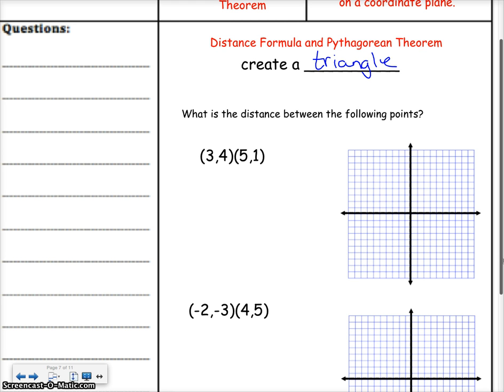So let's plot these first 2 points, (3, 4) and (5, 1). So 1, 2, 3. There's my point (3, 4). And now I need my point (5, 1). 1, 2, 3, 4, 5, 1. And I want to know what is the distance between these. And you can't just count diagonals.